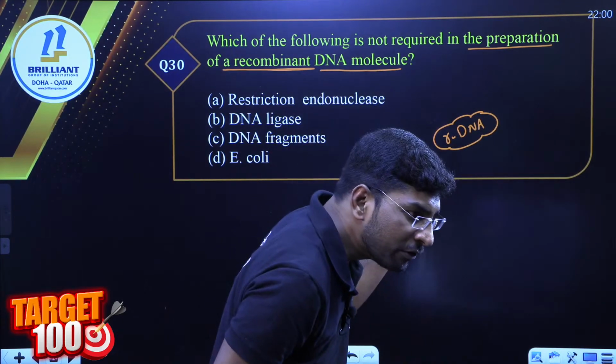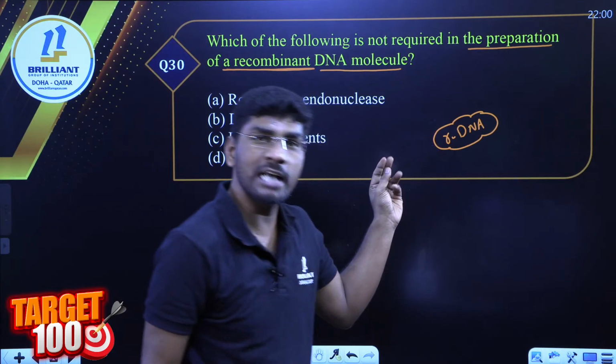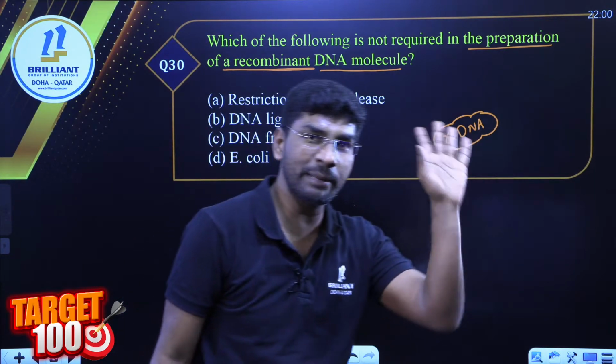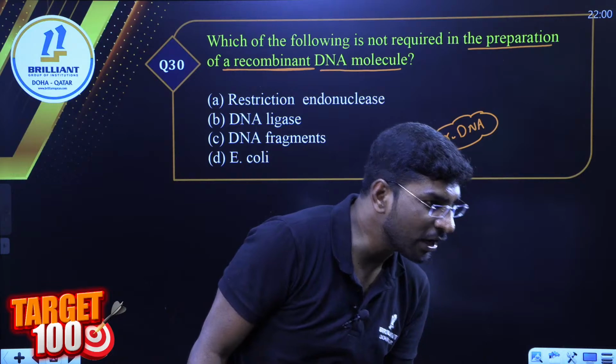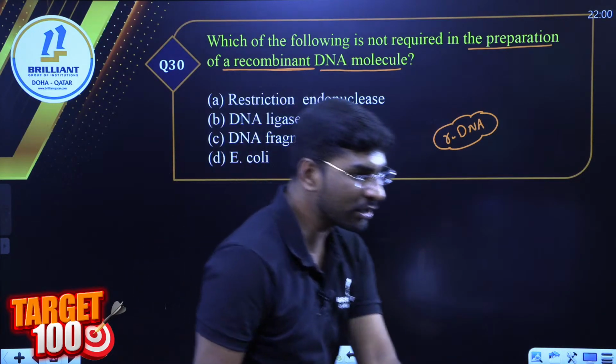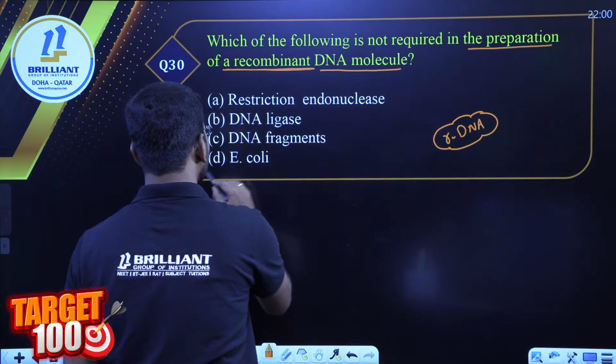Any one of you? Flip flop. Lots of where are you? Answer me. Good, that's correct. dNTP correct. Now the answer is E. coli. Absolutely, very good. E. coli cell is not needed.